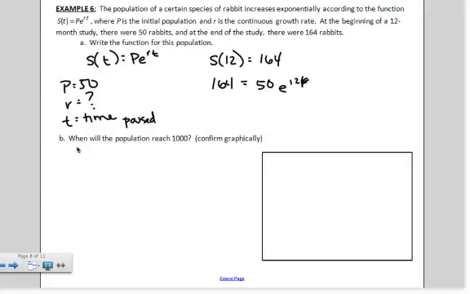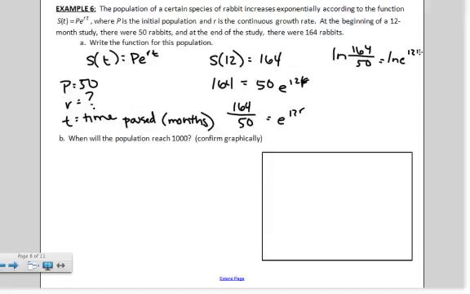So we know that t is 12 because of the 12 months. We're establishing that our time is going to be in months by the way we substituted. Now we're going to isolate the part with the exponent so we can log both sides. That gives us 164 over 50 equals e to the 12R. We're ready to take the natural log of both sides: natural log of 164 over 50 equals natural log of e to the 12R. You should know by now that natural log of e is going to become 1.